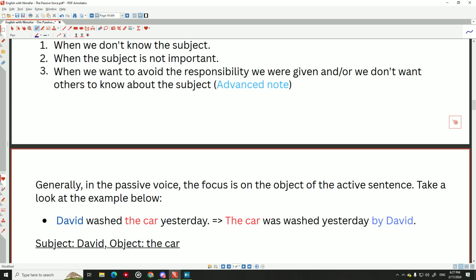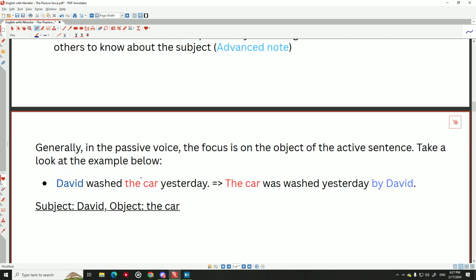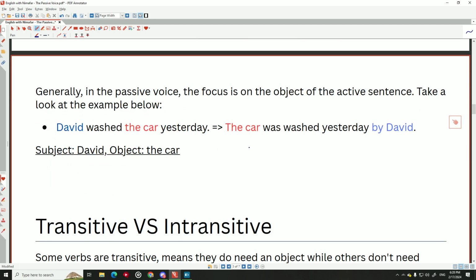Generally, now again back to your sentences. In the passive voice, the focus is on the object of the active sentence. David washed the car yesterday. The car was washed yesterday by David. So subject, David, object, the car.